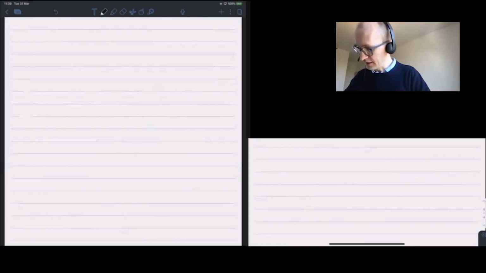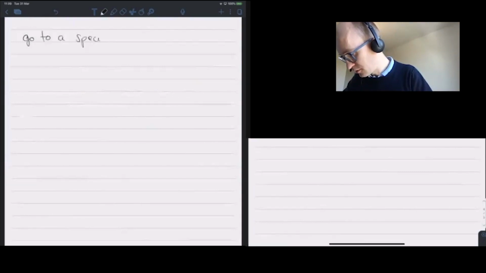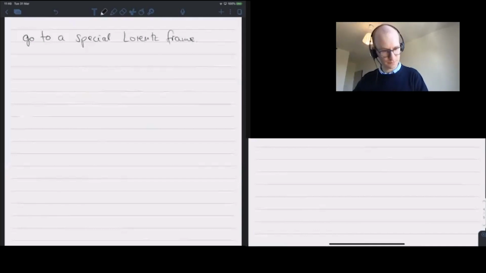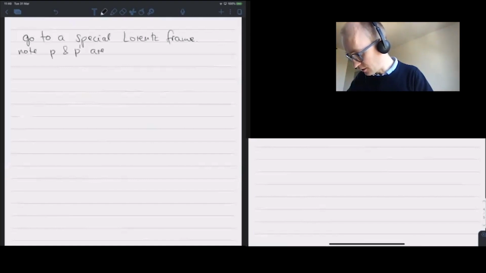So in order to do this, it's actually very opportune to go into a special Lorentz frame. We are, of course, allowed to do it because we think that our physics should be Lorentz covariant. So let's note that P and P primed are both null.